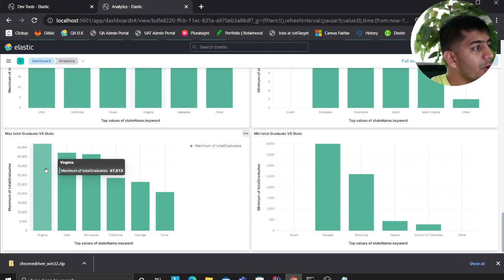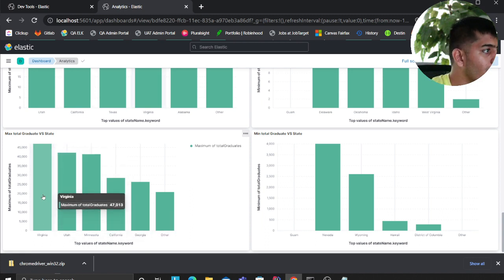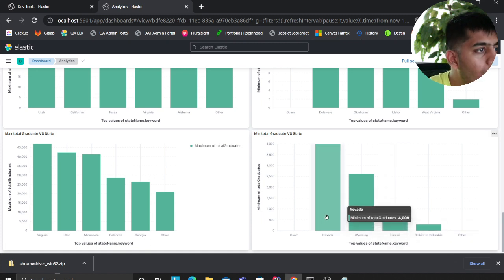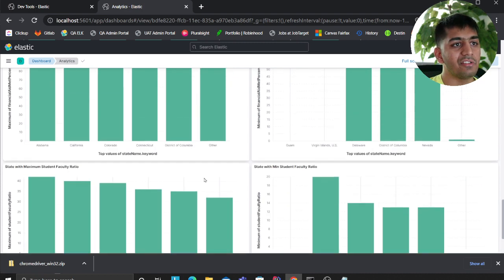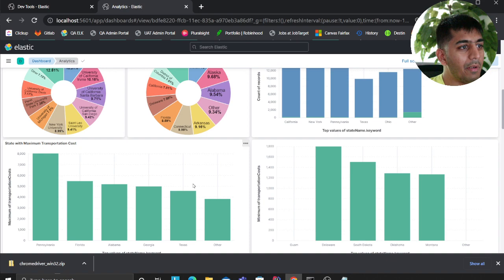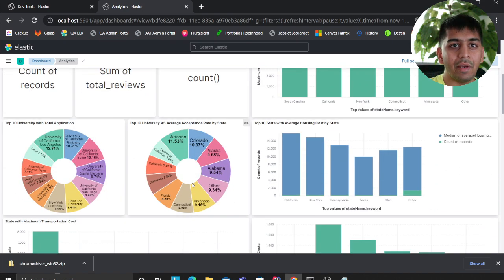Maximum total graduates versus state. I can clearly see that the maximum graduation rate is from Virginia, then Minnesota, and the lowest ones are in Hawaii, District of Columbia, and Nevada. So as you can see, this is why people are saying that data is new oil. By scraping all this data, look at what amazing, valuable insight I'm able to provide. I haven't even shown you all the analytics that I have done.